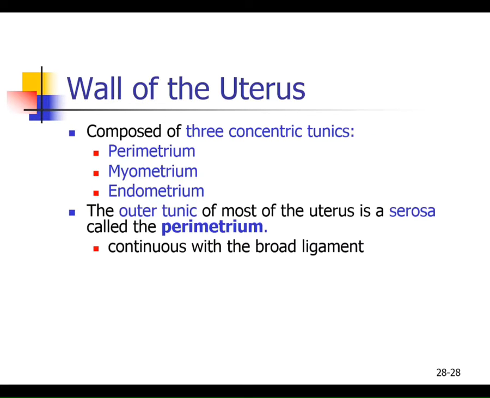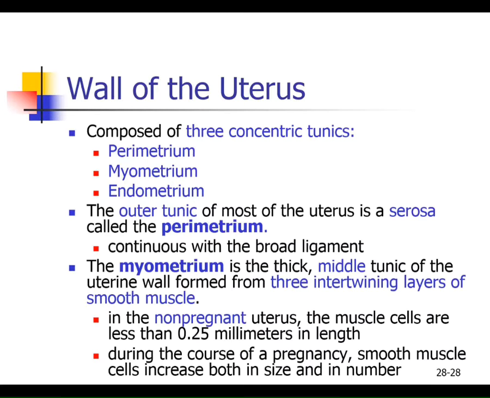Remember that the perimetrium is a serous membrane, right? The outer layer of the uterus is that shrink-wrapped layer of the peritoneum. So the perimetrium is a very thin layer, and is continuous with that broad ligament. Remember, the broad ligament is what helped hold the uterus into its proper location. The myometrium, rather insignificant in a non-pregnant uterus, but during pregnancy it really gets bigger.